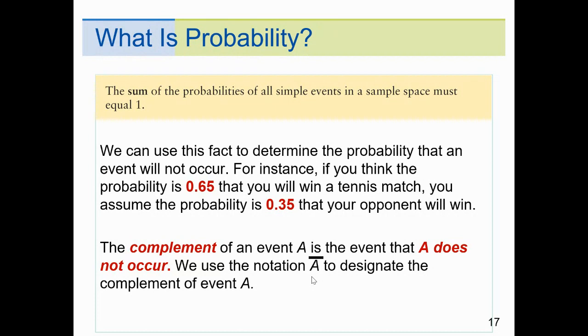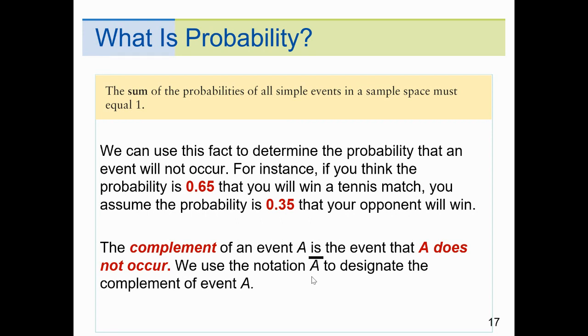The sum, this is really, really important. It's a small point, but it's huge. The sum of the probabilities of all the simple events in the sample space must equal 1. The probability of rolling a 1 is 1/6, a 2 is 1/6, a 3, a 4, a 5, a 6, each 1/6. You add up all those probabilities, 1/6 six times, guess what? You get 1. Something's going to happen. It's guaranteed. We can use this fact to determine the probability that an event will not occur.